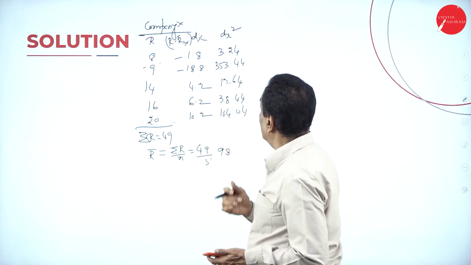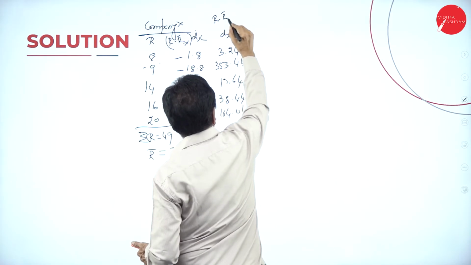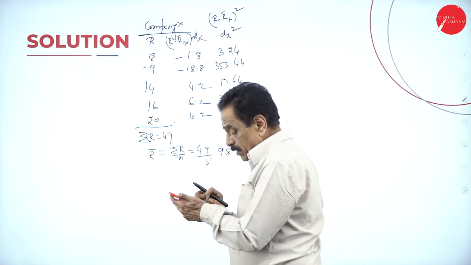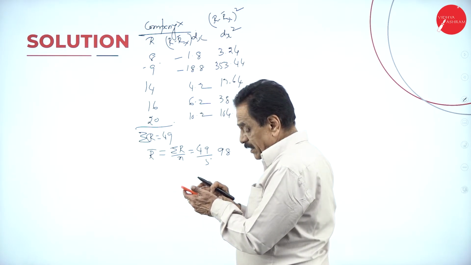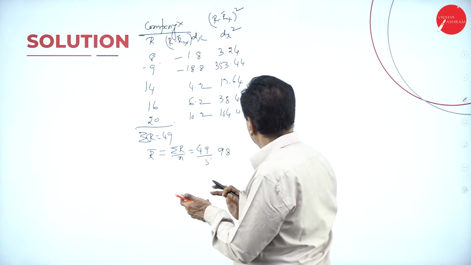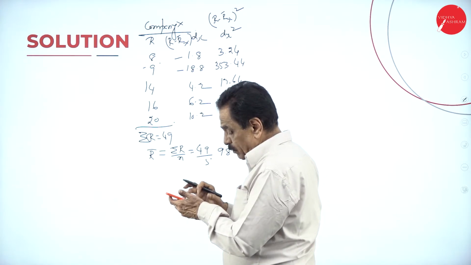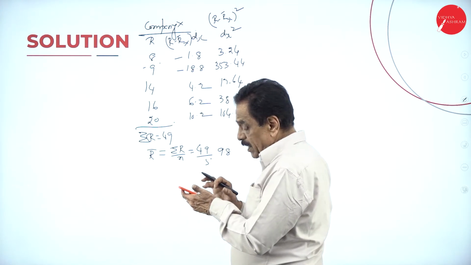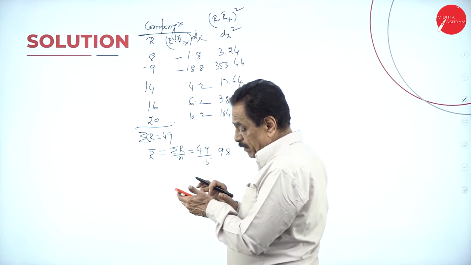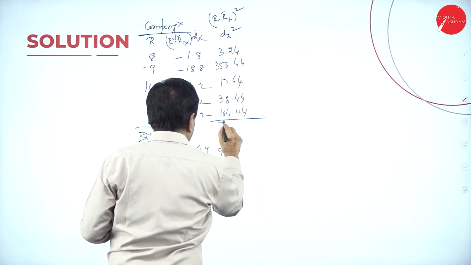So this is dx square, nothing but R minus R mean x whole square. So it is 104.04 plus 38.44 plus 17.64 plus 353.44 plus 3.24, which is 516, sigma dx square.